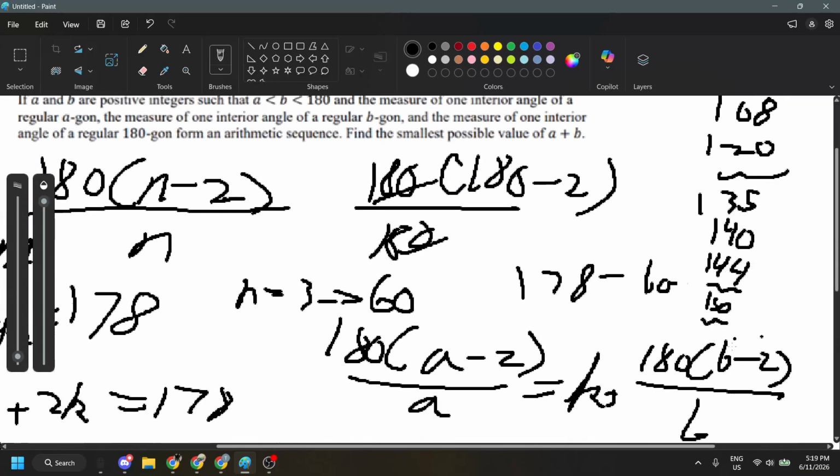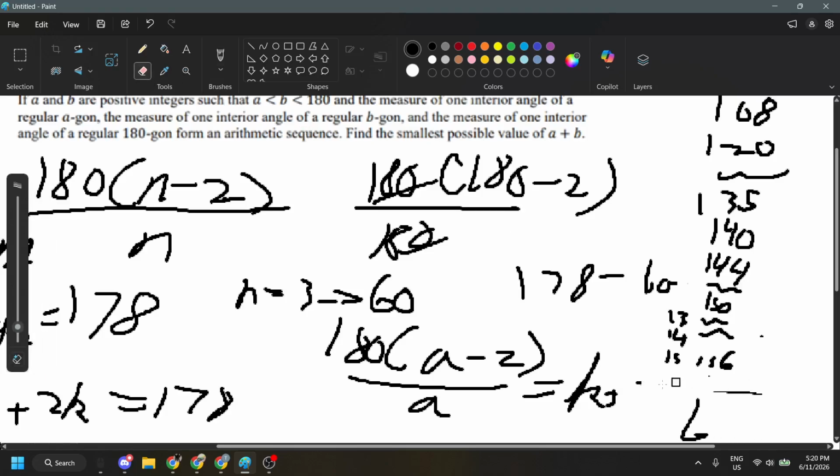This is 12. 13 is going to be weird. 14 is going to be weird. 15. 180 over 15 is 4 times 3 is 12. 12 times 12 is, whoa. 13 times 12 is 156, I think. 13, 12 times, yeah. Okay.